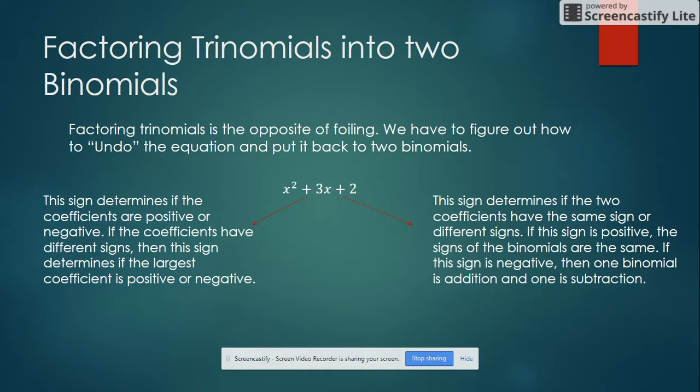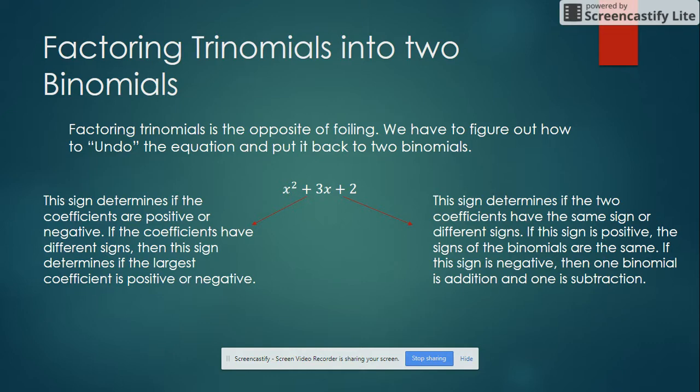Factoring trinomials into two binomials is the opposite of foiling. So we would like to undo the equation and put it back to two binomials. We want to first look at our second sign. Our second sign determines if the two coefficients will have the same sign or different signs.